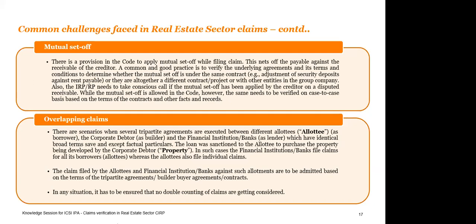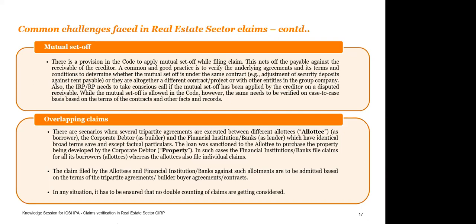Now here, typically two things have to be checked. If the allottee has filed his or her own claim, and for the same amount the financial creditor, the lender, has also filed the claim, then it's an overlapping or duplicate claim. We can't take both of them. We have to take either of the claims. In this situation, we have to look into whether the home buyer has defaulted in the EMI or not, and whether the lender, that is the bank or financial institution, has invoked the mortgage or not.